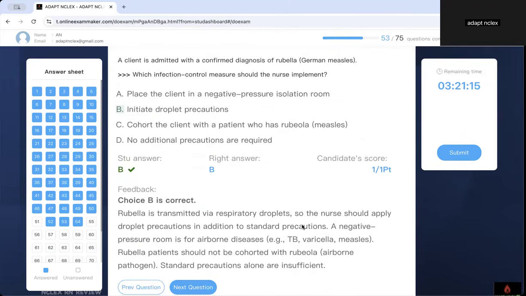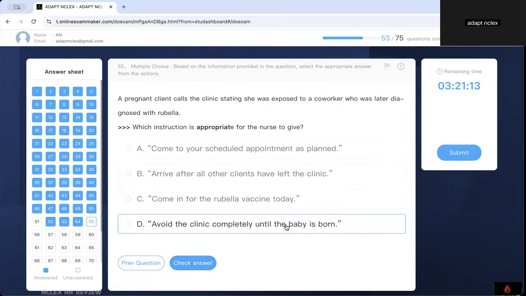And you can see we've switched gears, right? We are now in infection control and safety. So how are you doing so far? You can see how we switch. You can see the questions look different.